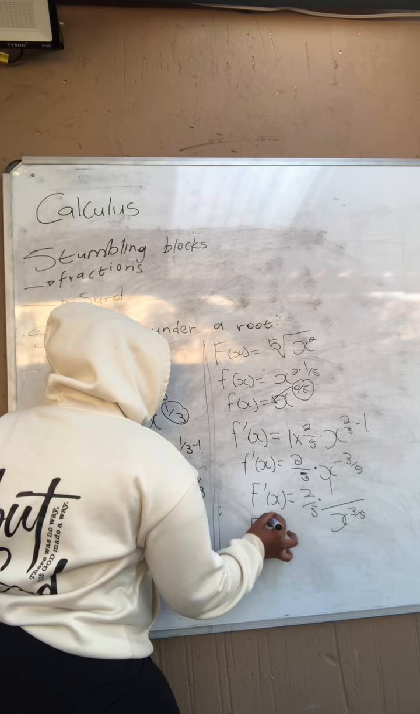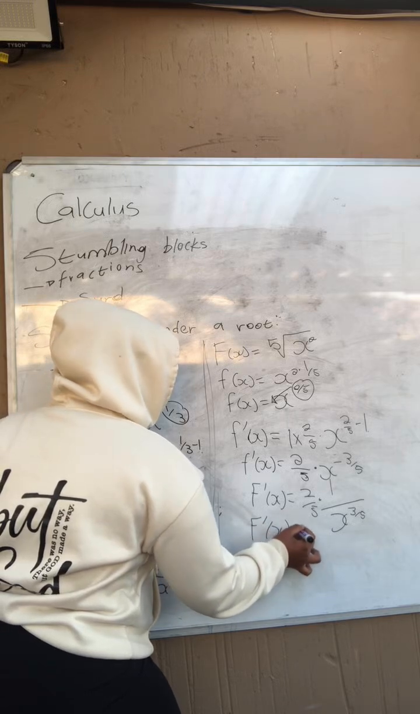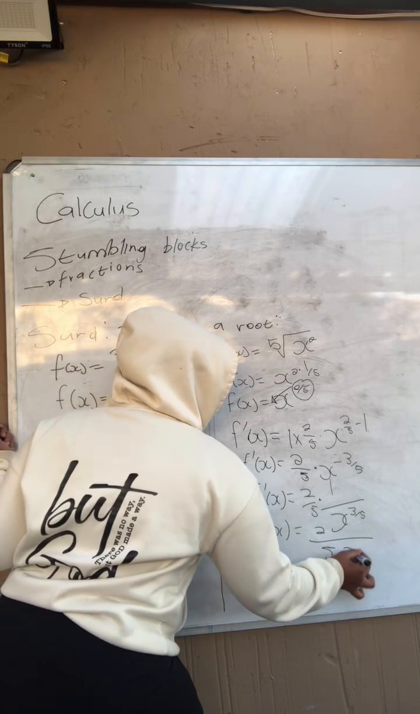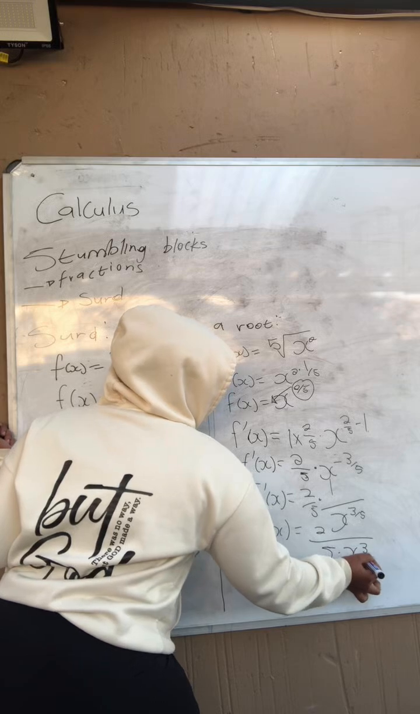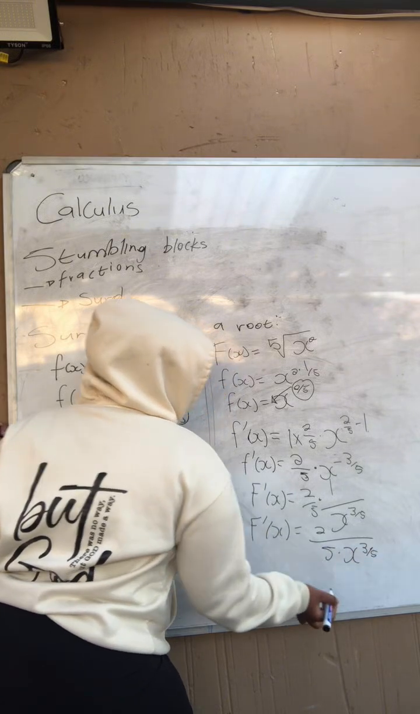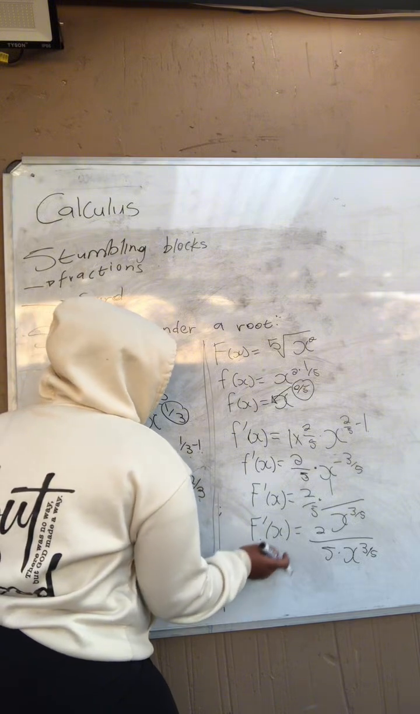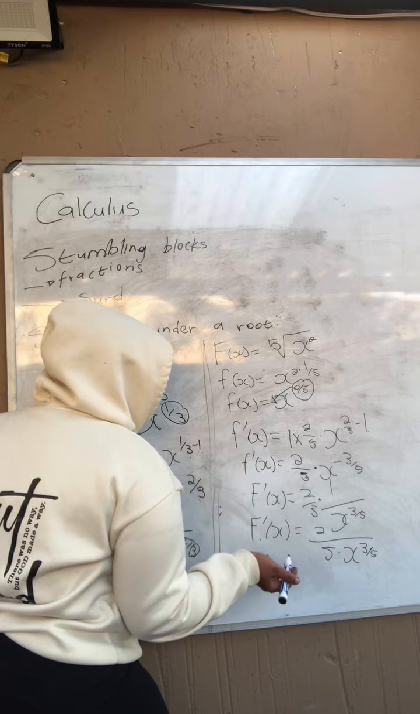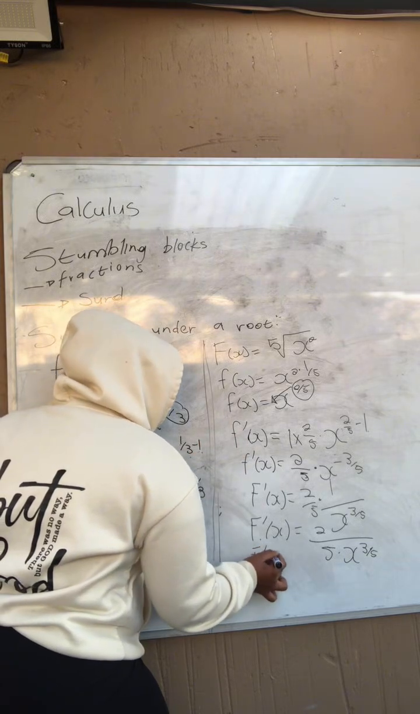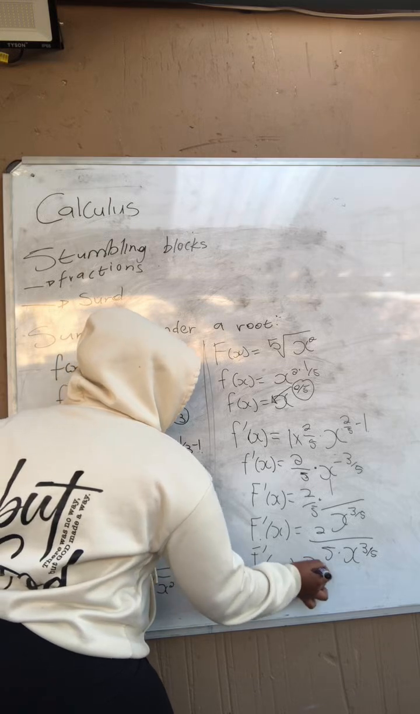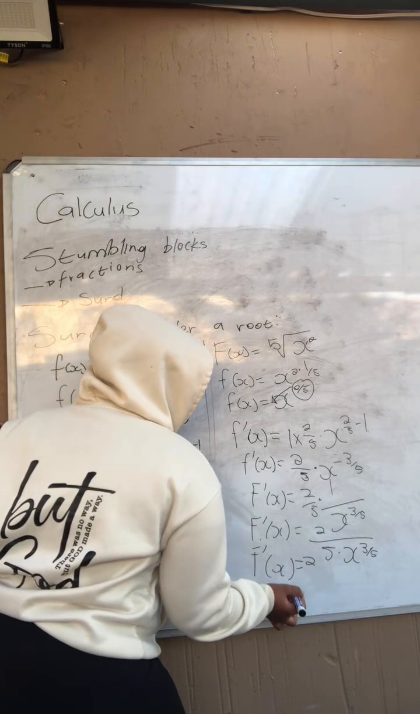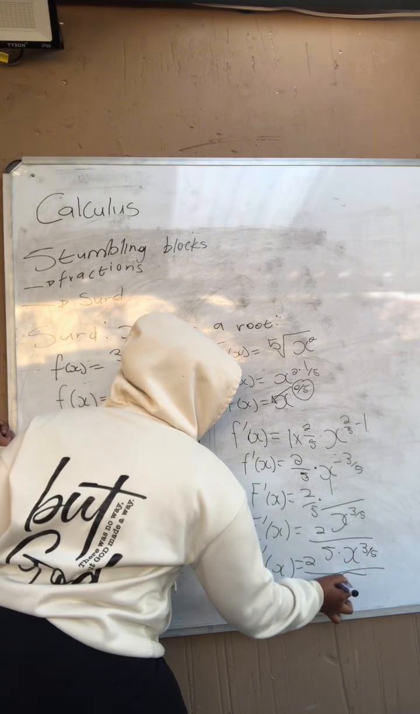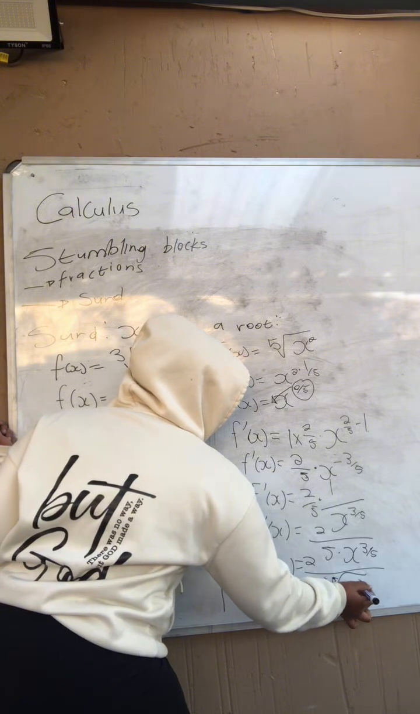Therefore, our final answer is going to be f prime of x equal to 2 over 5 multiplied by x to the power 3 over 5. Remember to bring back the fifth root. So we are going to have 2 over 5 fifth root of x cubed.